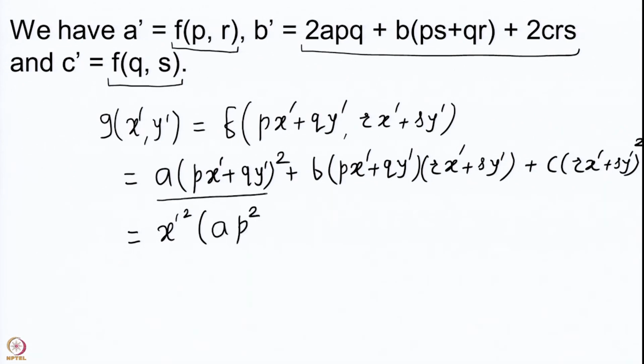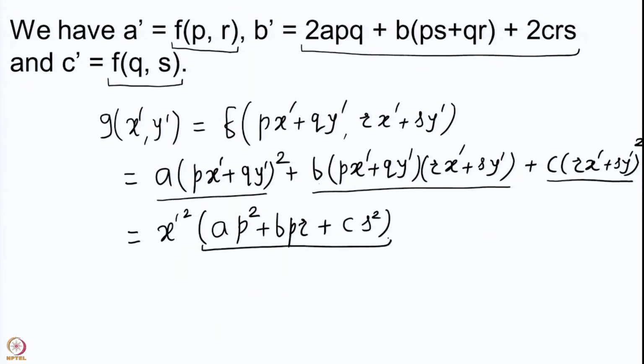From here we will get no such further term for x prime square. The term for x prime square coming from here will be b into p into r, and the term for y prime square coming from here will be c into s square. So, we immediately observe that this is nothing but the form f of p, r, which is given by the integers a, b and c, on p comma r.